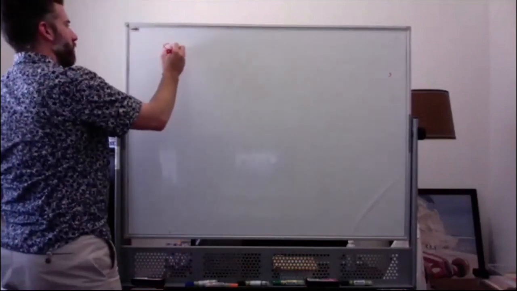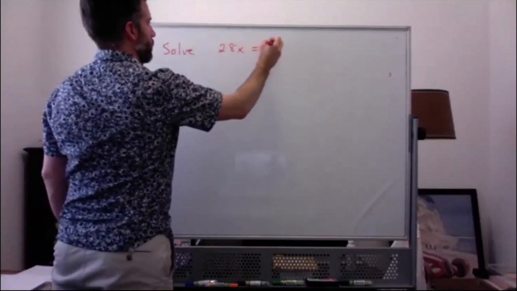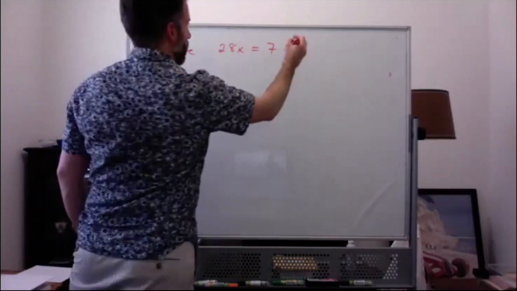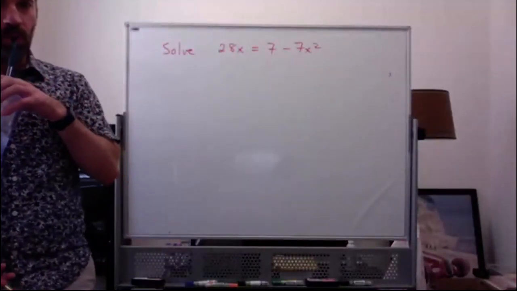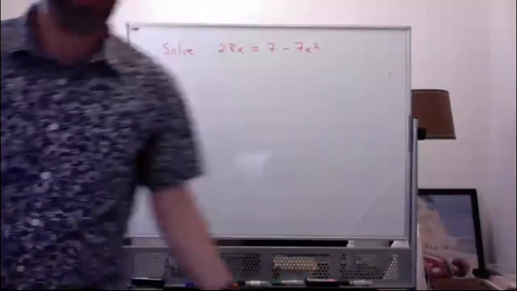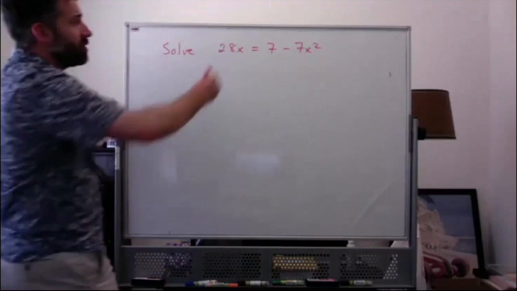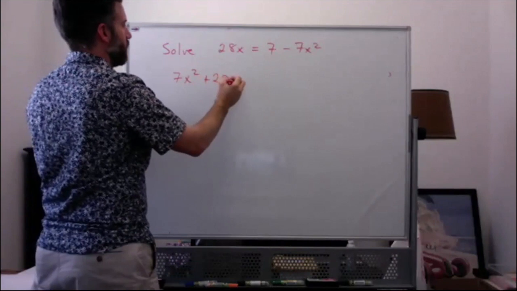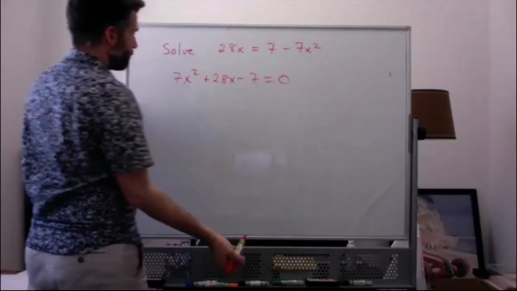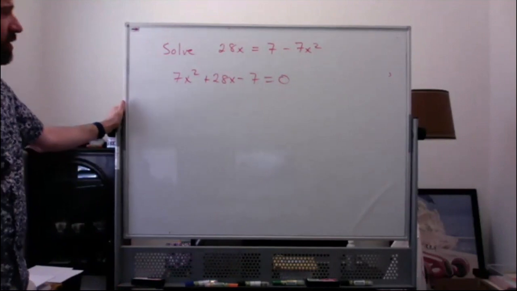Let's solve 28x equal to 7 minus 7x squared. Which side? Left or right? Doesn't really matter. Usually it's going to be the left, but you could go right. So 7x squared plus 28x minus 7 equals 0. And we could try factoring, but I don't think this one factors.